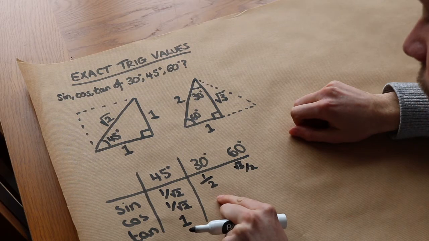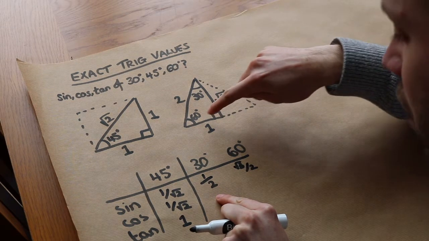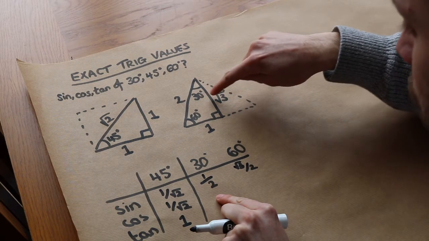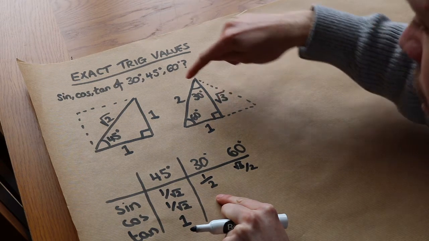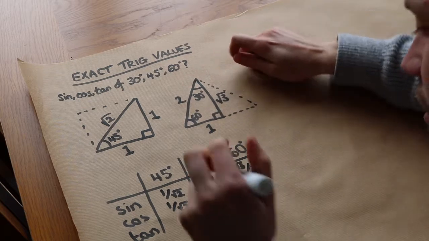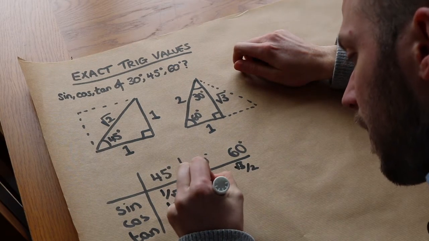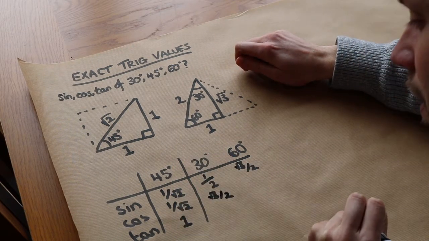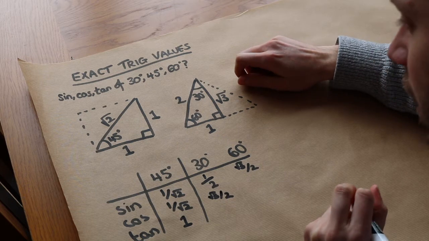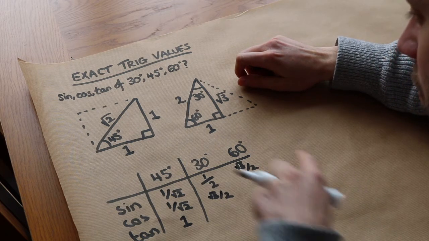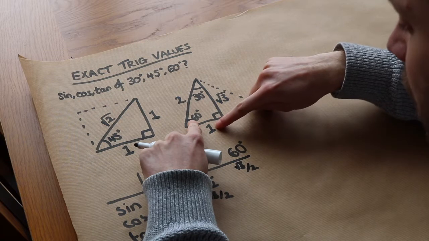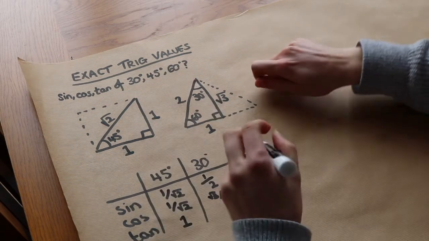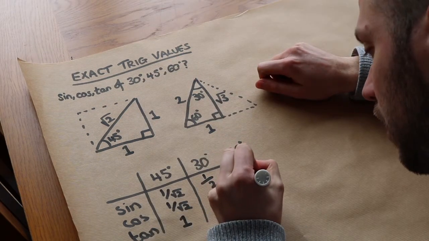And then cos of 30. That's going to be adjacent over hypotenuse. So it's adjacent to the 30. So the root 3 is adjacent to the 30 over the hypotenuse, which is 2. So it's root 3 over 2. And then we've got cos of 60. So cos of 60 is going to be adjacent to the 60, which is 1 over the hypotenuse, which is 2. So that gives us 1 over 2.